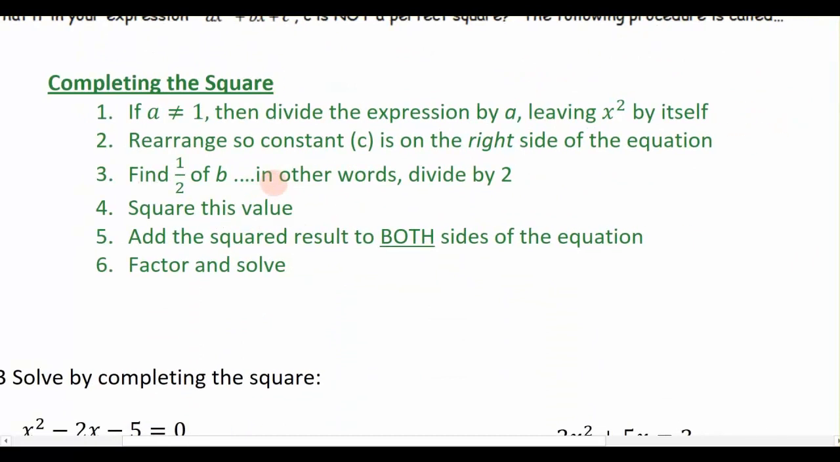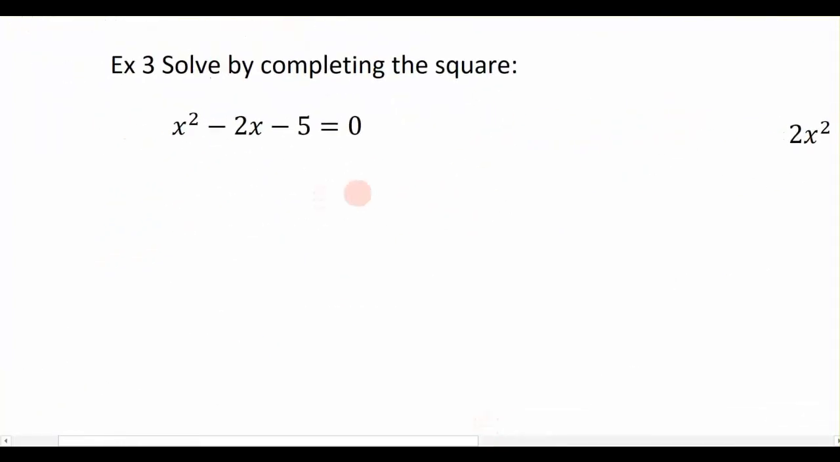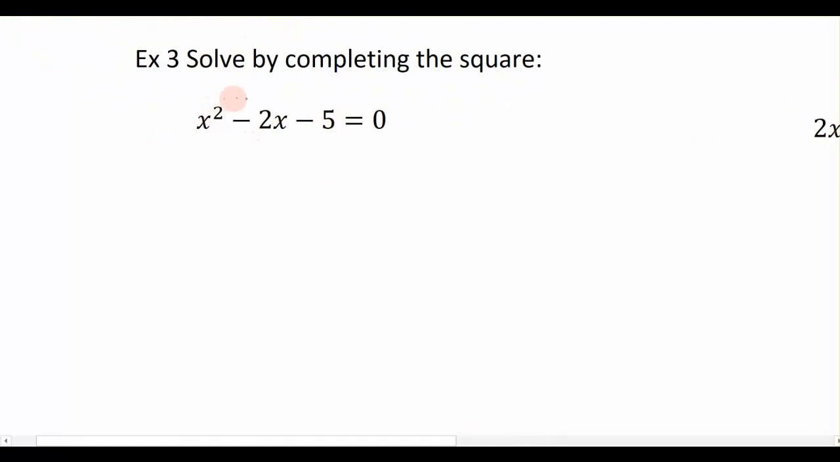These are the steps. There's 6 steps that we're going to use to be able to complete the square and then solve the equation. You can read over these steps after the video because it's a lot easier if I just jump in and show you how it's done. So those are the steps up there. Now, we're going to start with this first example here, x squared minus 2x minus 5.